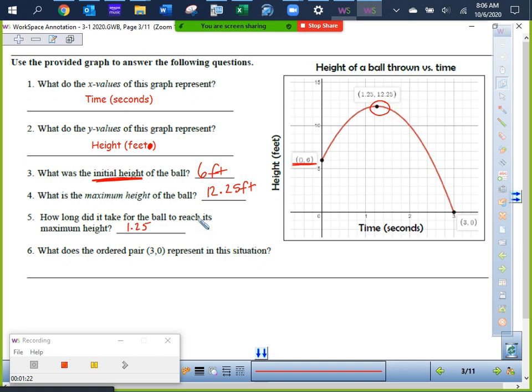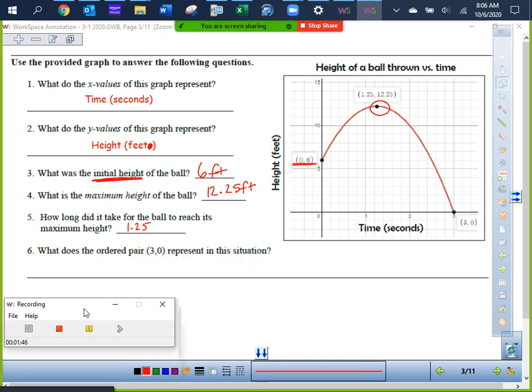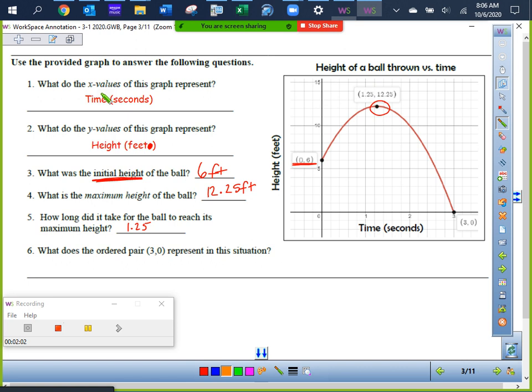So what does the ordered pair 3, 0 represent in this situation? So it's all back to writing a complete sentence, and it's back to knowing what x stands for and what y stands for. If you laughed at me for having these questions on here of what x stands for and what y stands for, then I will laugh at you if you can't write the complete sentence. 3, 0. What does x stand for?